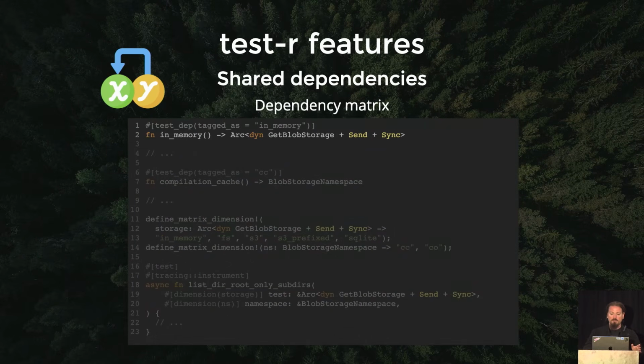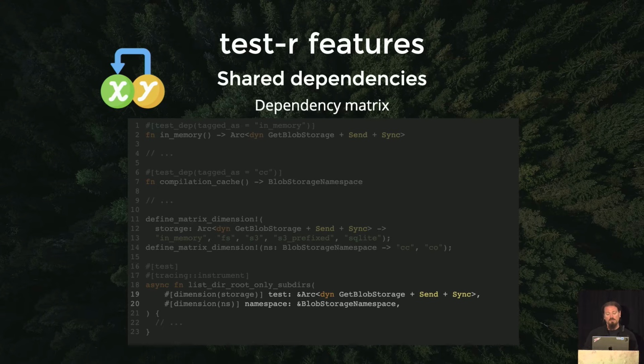So for example, we can create a couple of test constructors, or creating some kind of blob storage interface implementation, tag them with different tags. We can also create several values of the instances of this blob storage namespace thing and tag them with different tags. And then we can define these test matrix dimensions, where we say the storage dimension has this type, and it consists of these tags. And another dimension consists of the namespace tags.